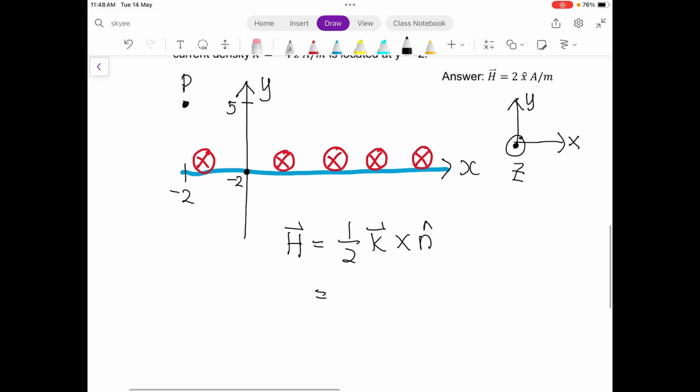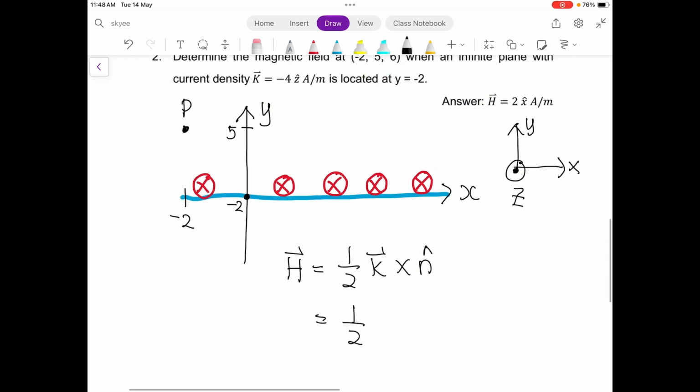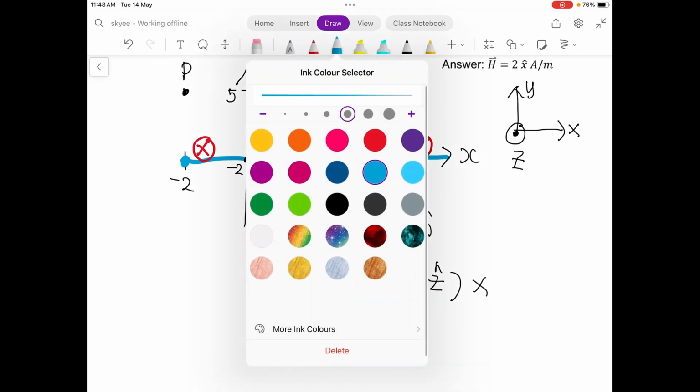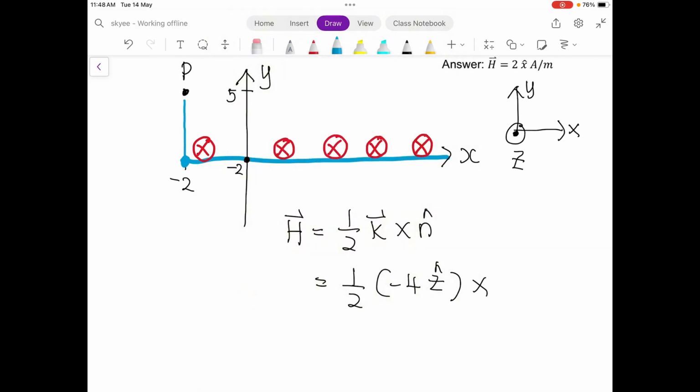Okay, so in this case, k is equal to -4z. The unit vector n is the direction pointing from the plane to the observation point. You can look at this yellow arrow. The arrow is pointing in the positive y direction, so here you can write down positive y.